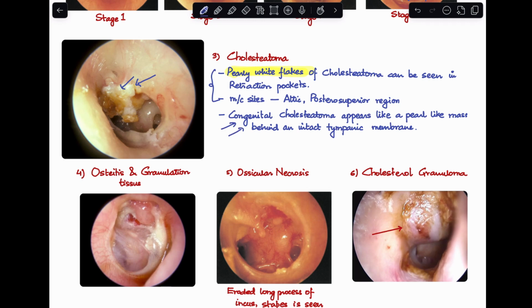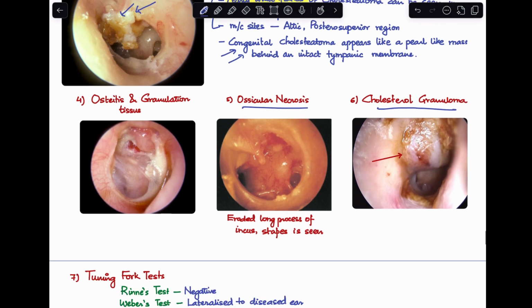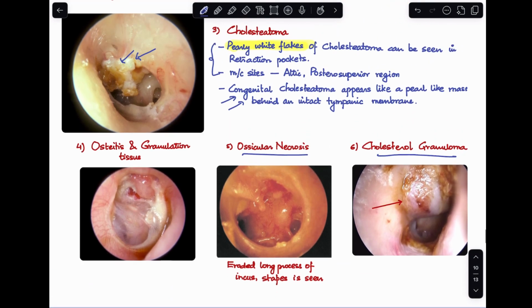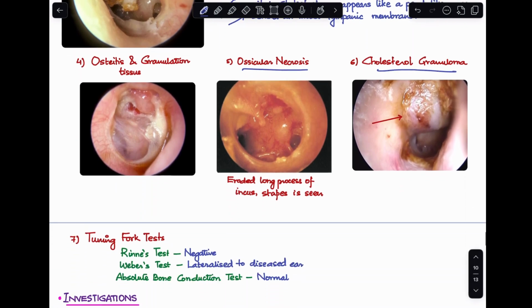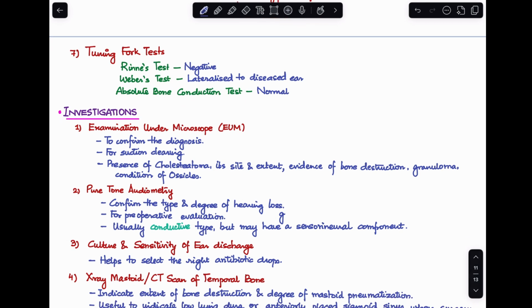Congenital cholesteatoma, however, looks very different and it appears like a pearl-like mass behind an intact tympanic membrane. Other than this, the other features that I've already discussed in pathology section are osteitis and granulation tissue, ossicular necrosis, cholesterol granuloma. So these are all the signs that you'll be seeing when you examine the patient. And when you perform the tuning fork test, you'll see that the Rinne's test will be negative, Weber's will be lateralized to the diseased ear, and absolute bone conduction will be normal.